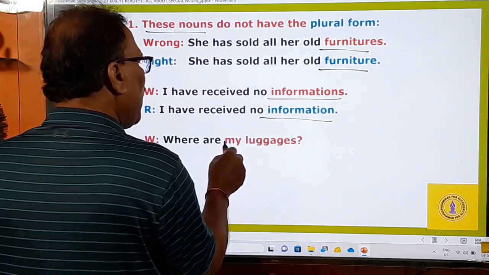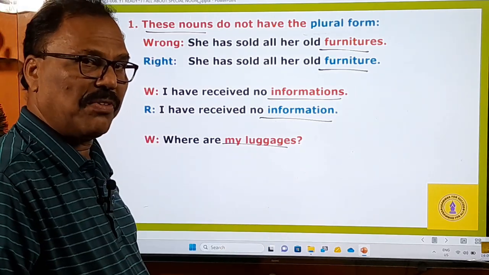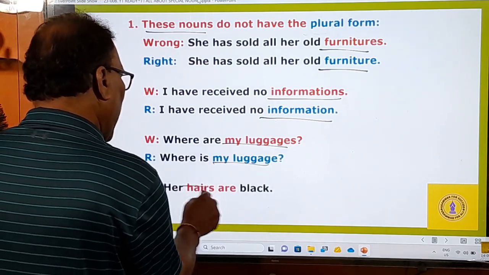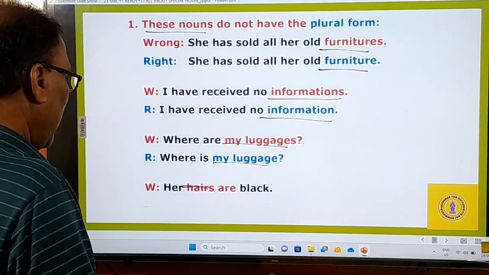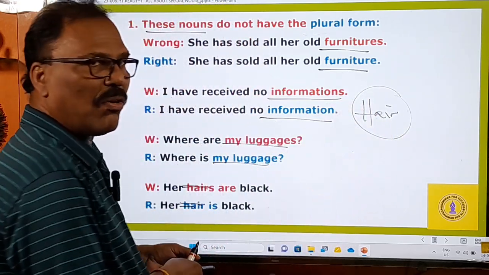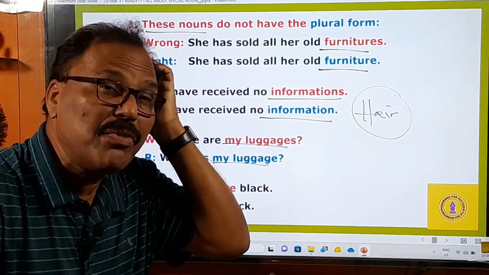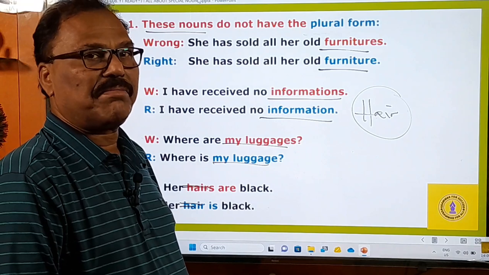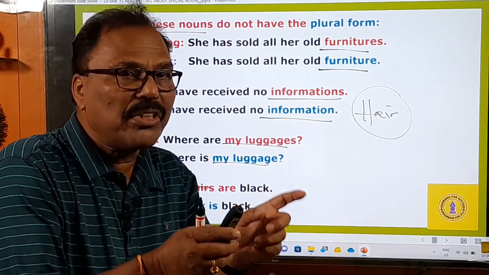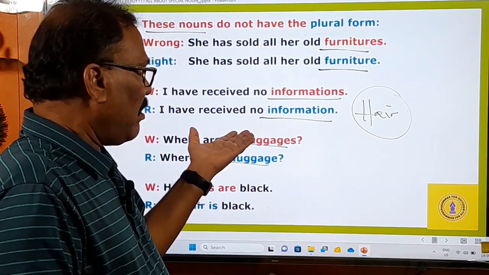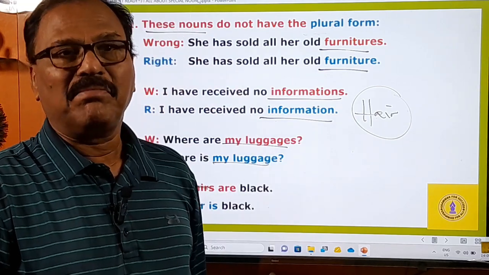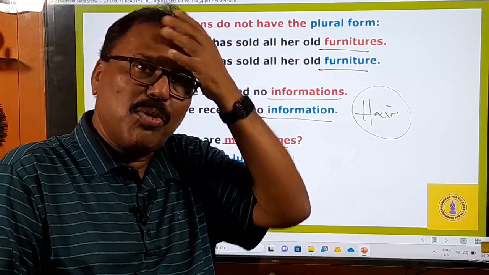And the next one: where are my luggages? Luggage itself is enough. Luggages, no, right. So you have to say, where is my luggage? And one more example: her hairs are black. You cannot say hairs. You have to say hair. Let me tell you about hair. Hair is an uncountable noun, but whenever you are speaking about some individual ones, you can say hairs. There are three hairs on my nose. You are talking about individual hairs. But when you are talking as a whole, you cannot say, my hairs are black. No, my hair is black. You are talking about all the hair on the head.